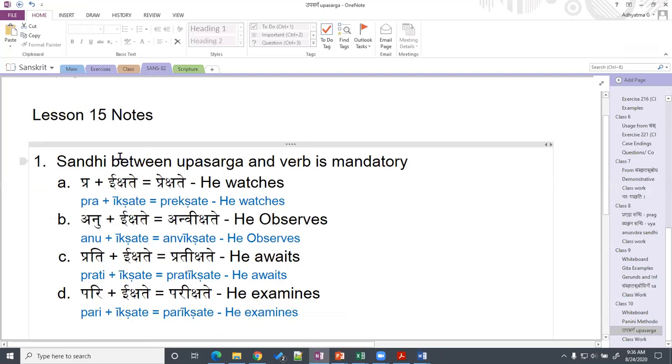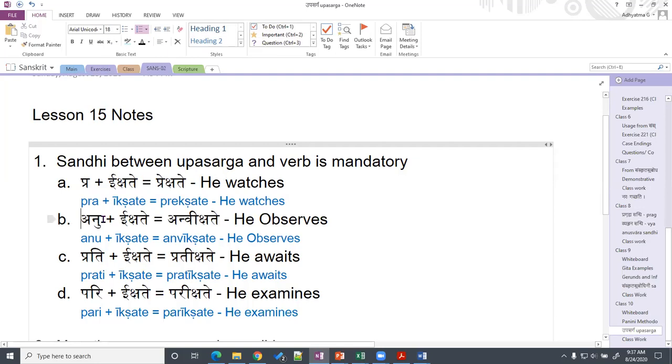One thing here, sandhi between an upasarga and a verb is mandatory. I told you earlier that we can say Ramah gachati or Ramo gachati. Even though sandhi generally happens, it is not mandatory between two words in a sentence. But between an upasarga and a verb, we don't have a choice. Sandhi is mandatory. So pra plus ikshate, the verb here is iksh. Iksh means to see. So when you put pra and ikshate, it becomes prekshate. He watches.